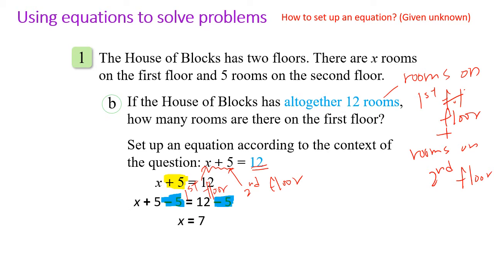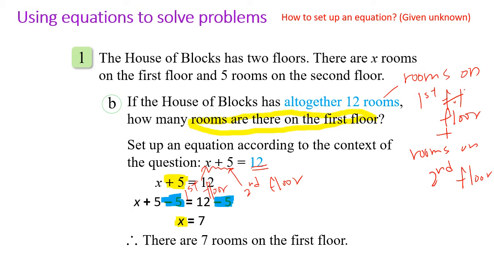After you subtract 5 here, plus 5 minus 5 will become 0. So the left hand side will become x. The right hand side is 12 minus 5, which is 7. So x equals 7. After we found out the x, the unknown, we can answer the question. Because the question asks how many rooms are there on the first floor, you can tell me there are 7 rooms on the first floor, because x is equal to 7.